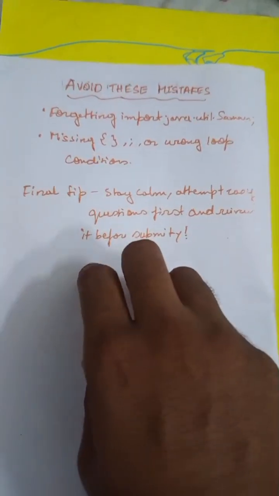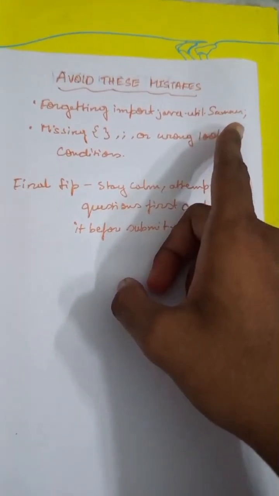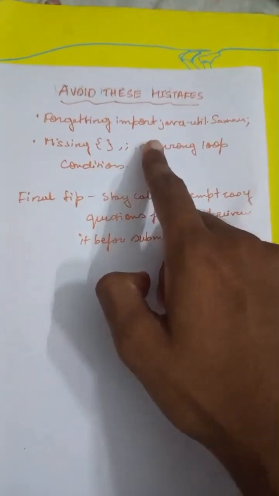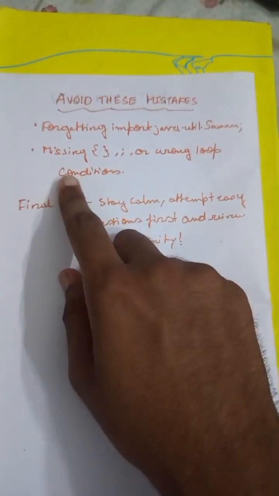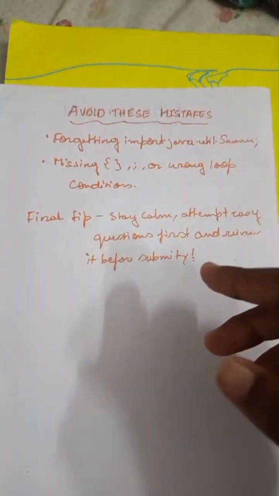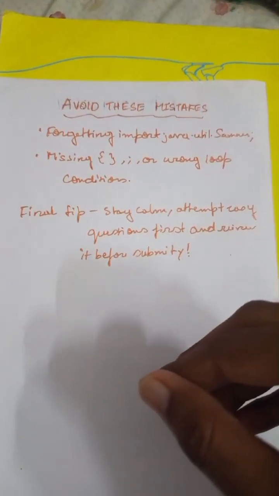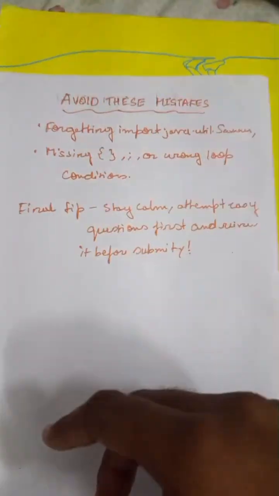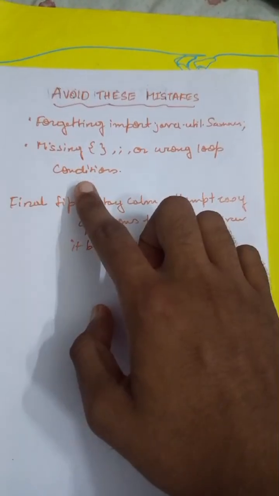is forgetting to import a package like import java.util.Scanner. Sometimes many of the students make this common mistake by forgetting this package. Second mistake is a very silly mistake like missing brackets, semicolons, or using the wrong loops, like for loop, do while loop, any loop. So this will hamper your performance.